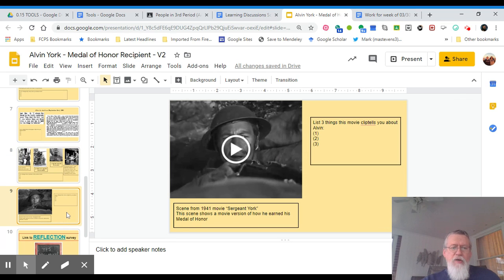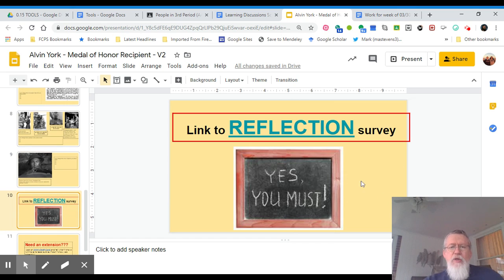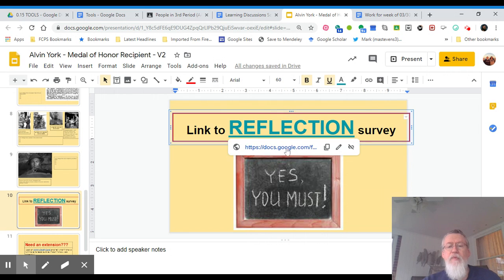And then the most fun part is the 1941 movie, so a little bit before World War II started for us. World War II was already going, but we weren't involved in it when this movie was made. Very famous actor, Gary Cooper, was portraying Alvin York. And this is the scene that shows you what one of the stories you already read describes about him. You list 3 things. Then you come to the reflection survey, and yes, you do have to do the reflection survey.